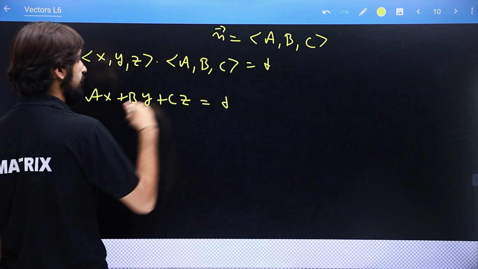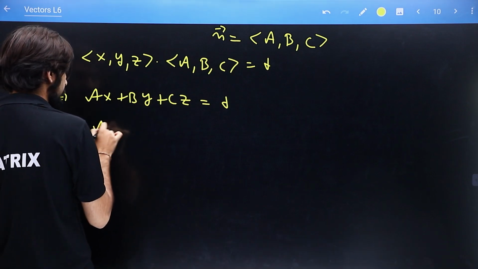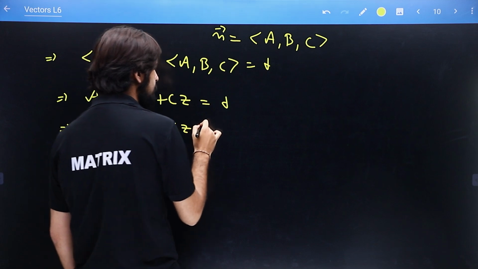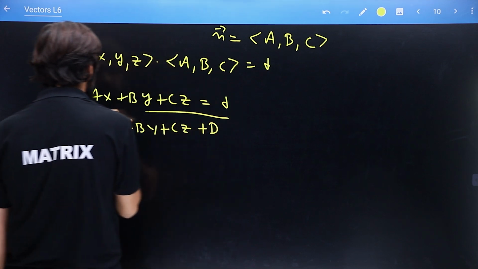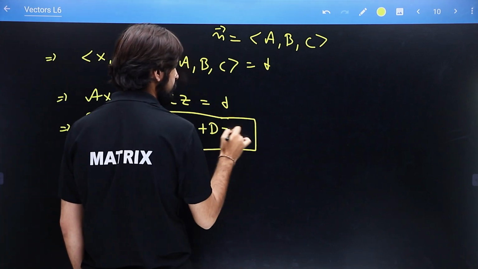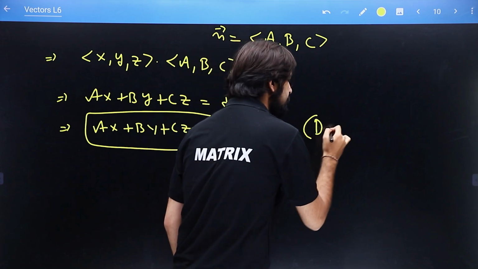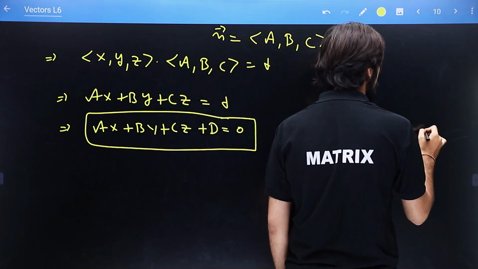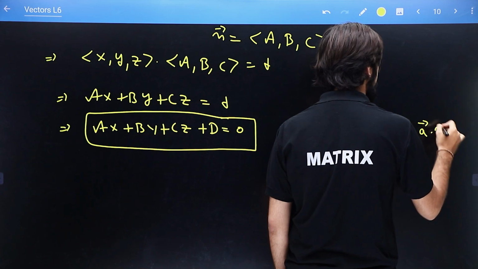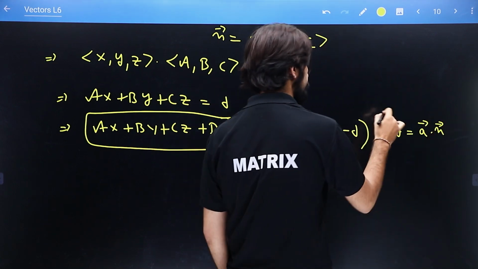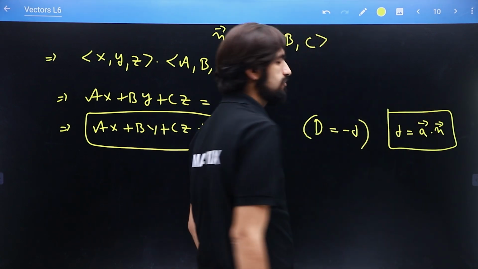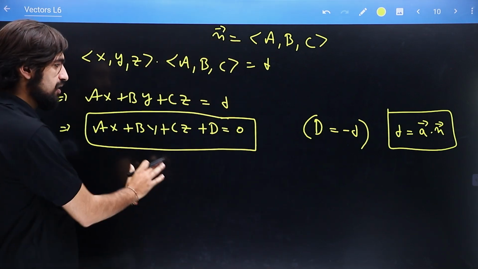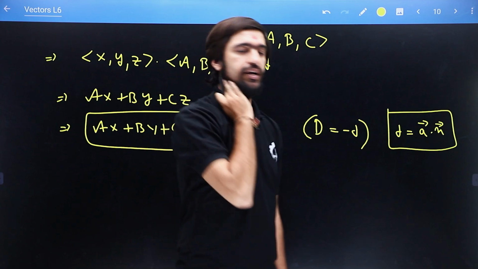So what we can do, we can take d this side and we can replace it by capital D. So this is your equation of plane: Ax plus By plus Cz plus D equal to 0, where capital D is equal to minus small d. What was small d? Small d was A dot n cap, n vector. Just remember this. This is equation of plane in Cartesian form.